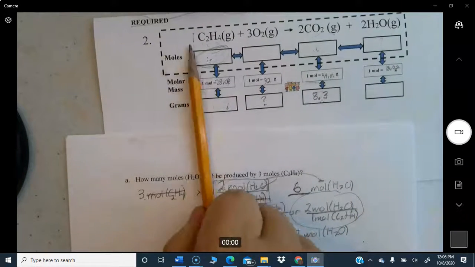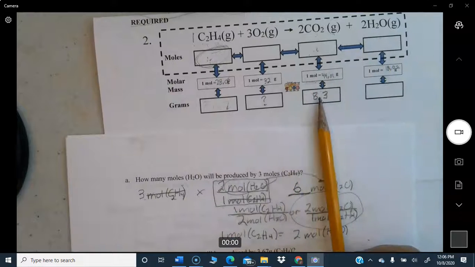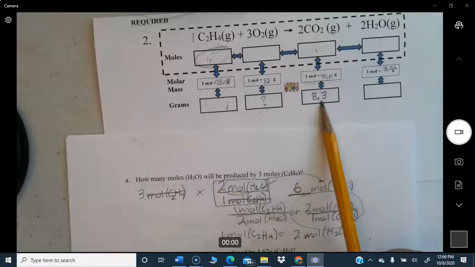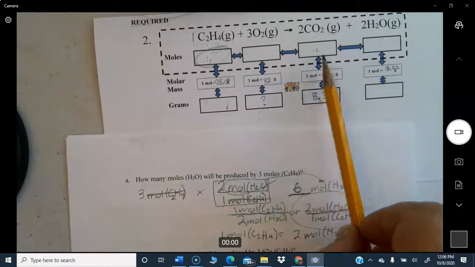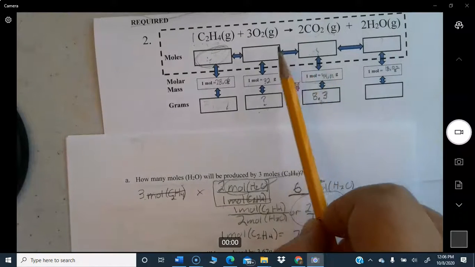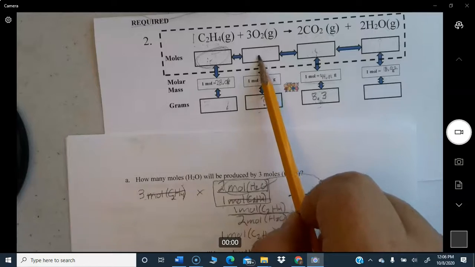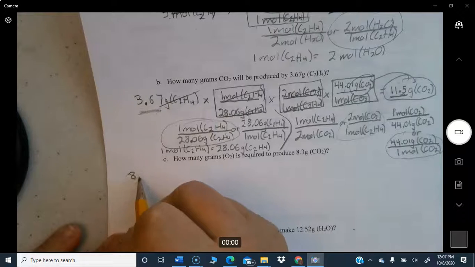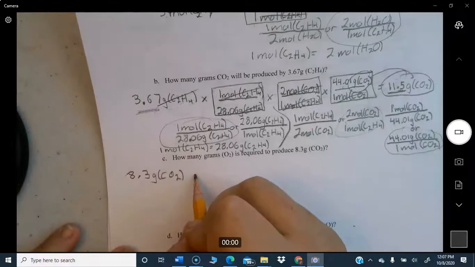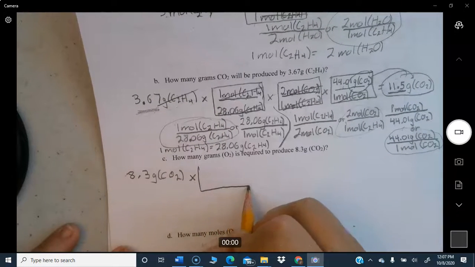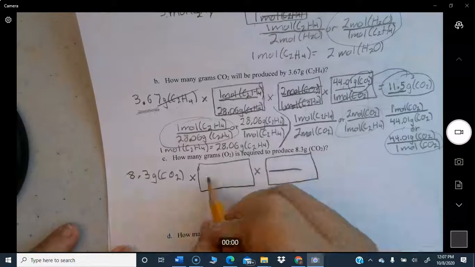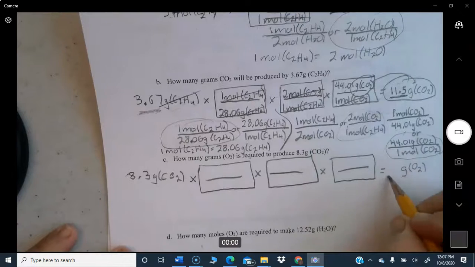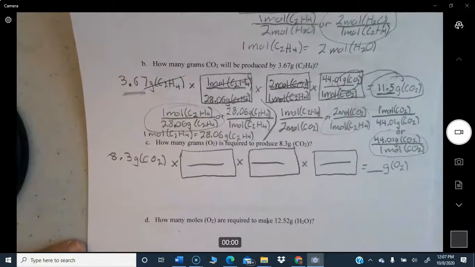So again, the chemical equation is flowing left to right, but our math equation is flowing from what we start with back to what we're trying to get. What does it take to give us this much CO2? So we go up into the equation through molar mass, come over across inside the equation, and then come back out through molar mass. Three conversions, so we'll draw the boxes. Okay, there we go. Trying to find grams of oxygen.